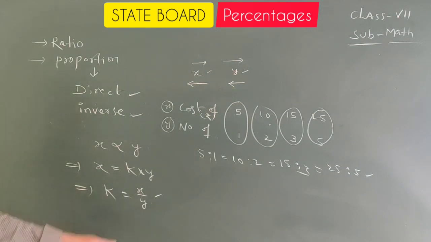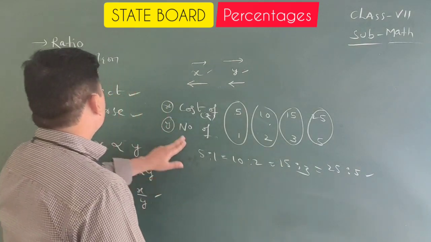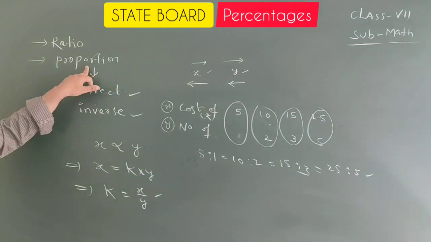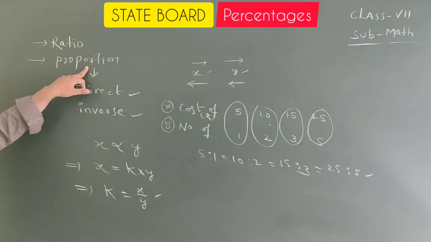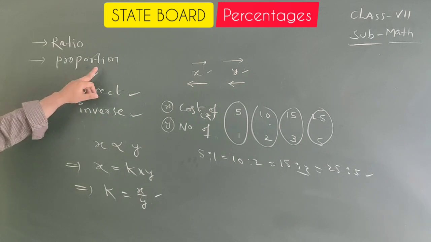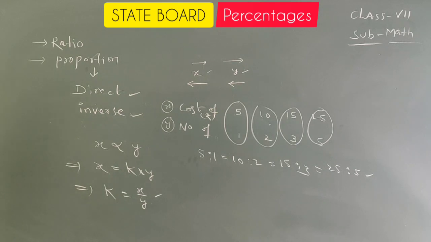That's why these are also considered as proportions. The ratios are the same, and equality of ratios is nothing but proportion. That's why they are in direct proportion. Next.